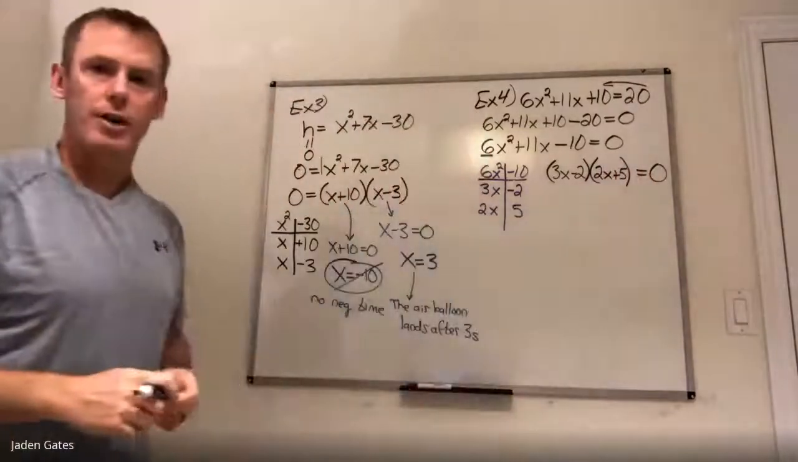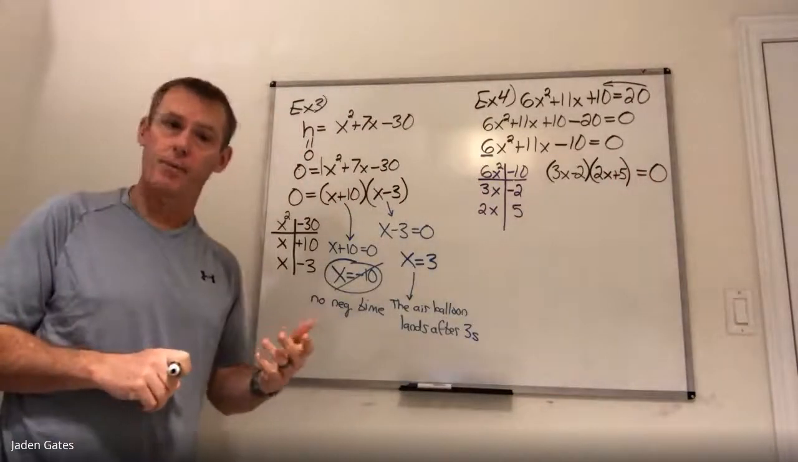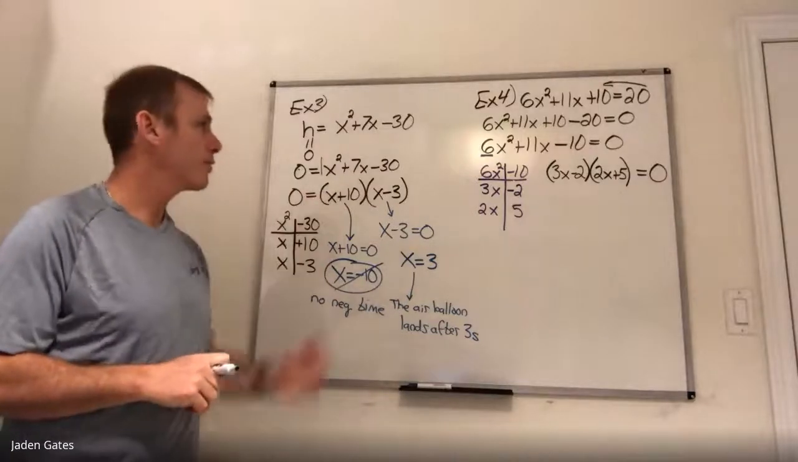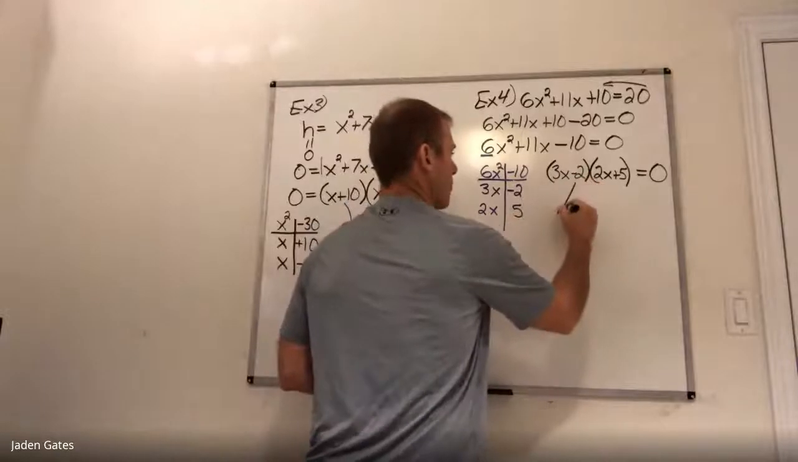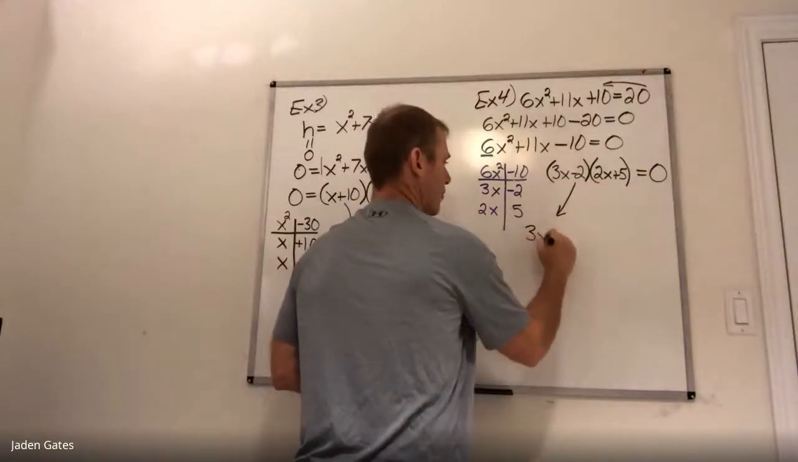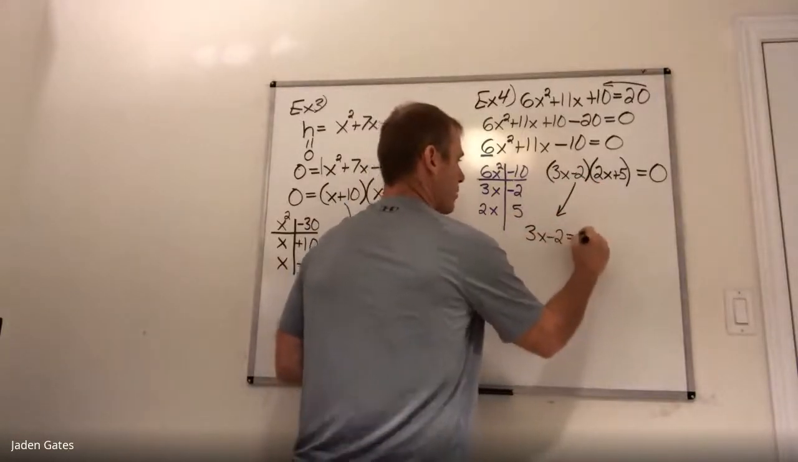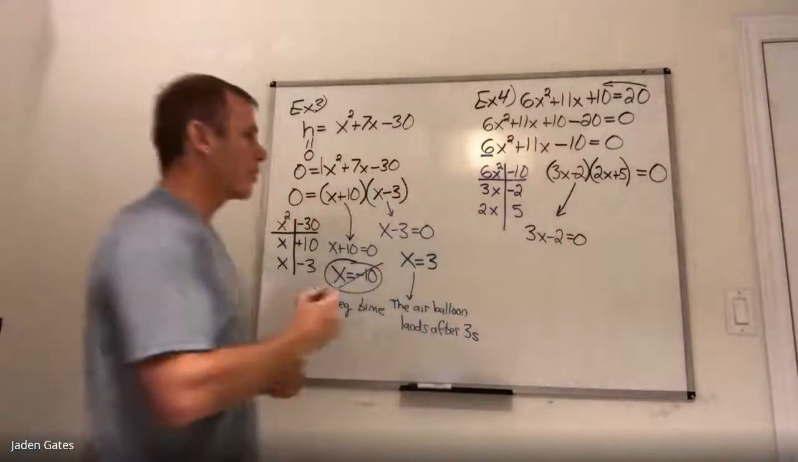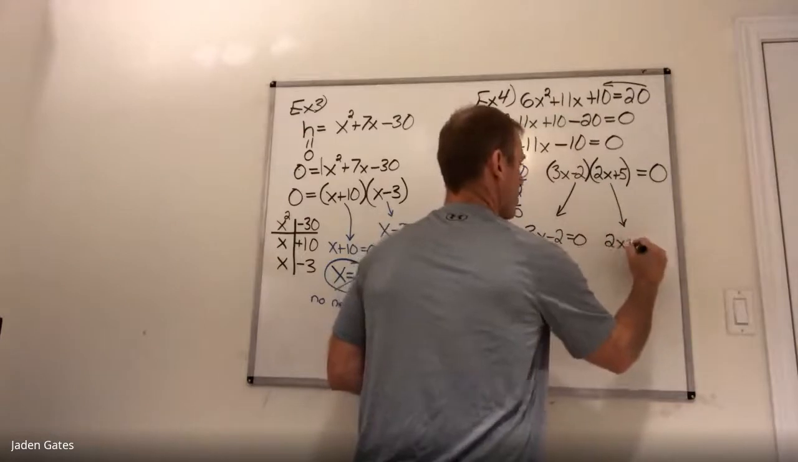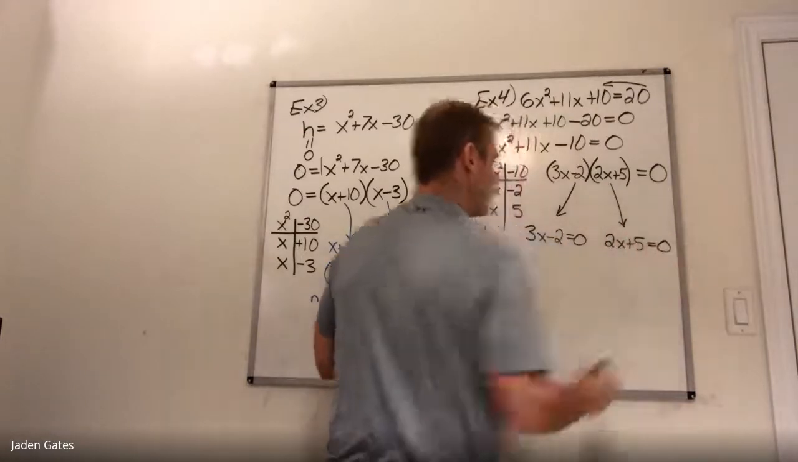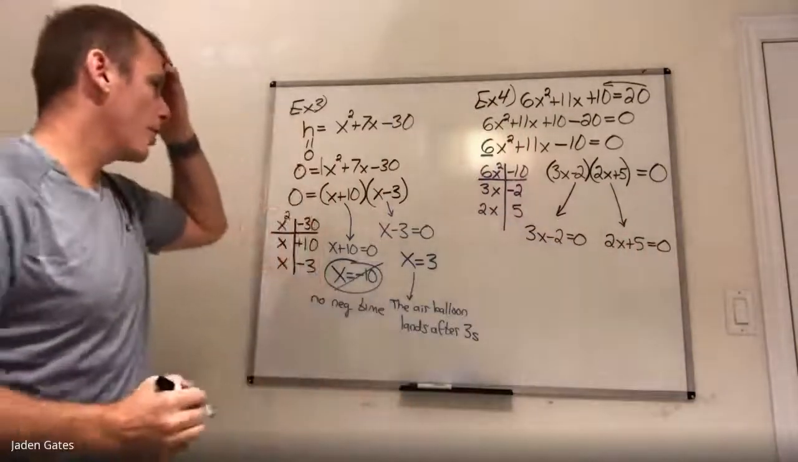All right, so there it is, it's factored. That's the first step. Well, not really the first step, but the first main step. The second step now is using the zero product property. So I get my two equations. I got 3x minus 2 equals 0, that's one equation. And the other equation I'm going to get is 2x plus 5 equals 0. All right, so now I just solve each equation.